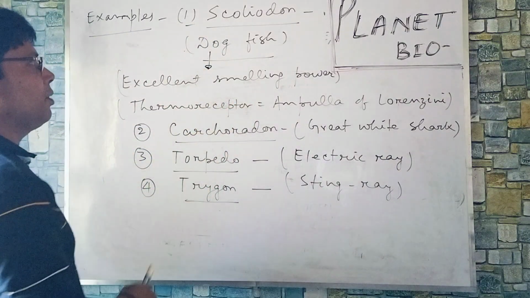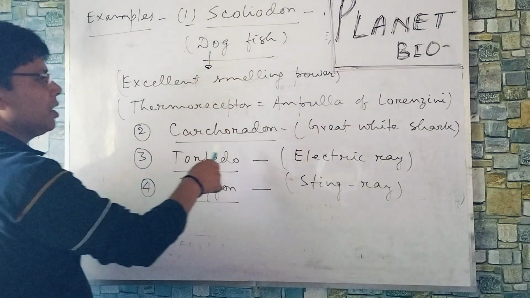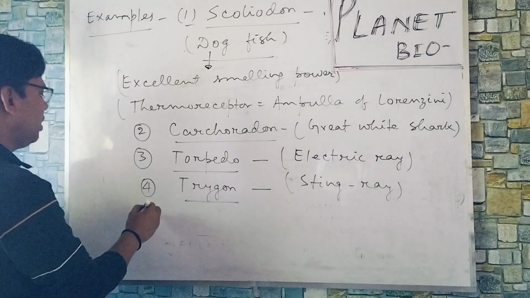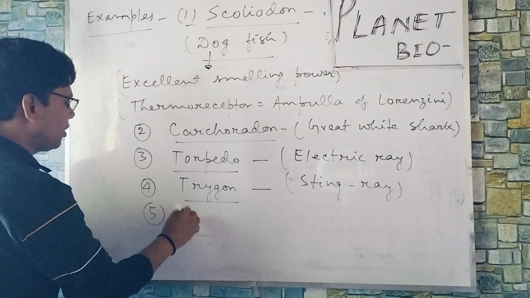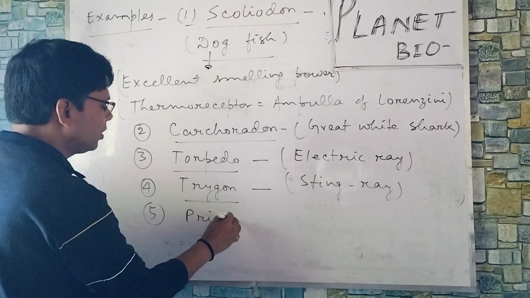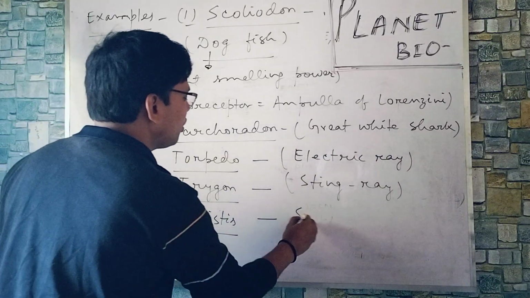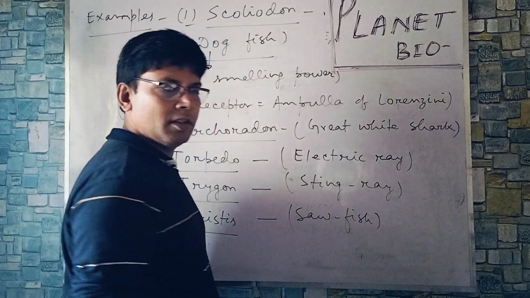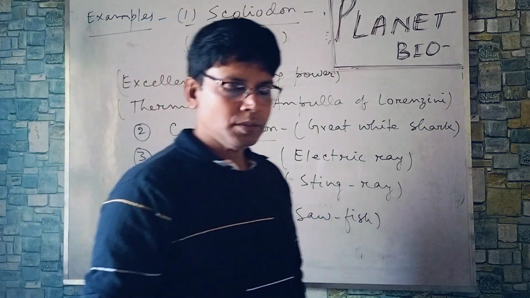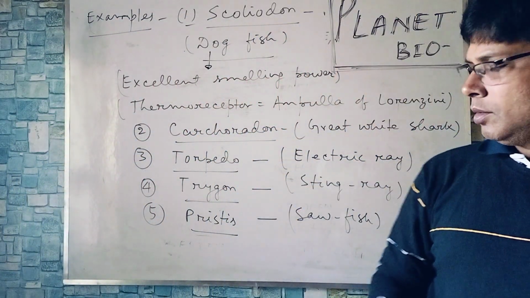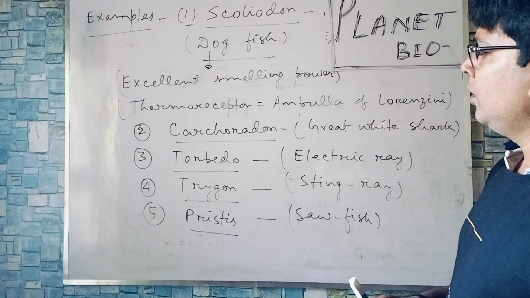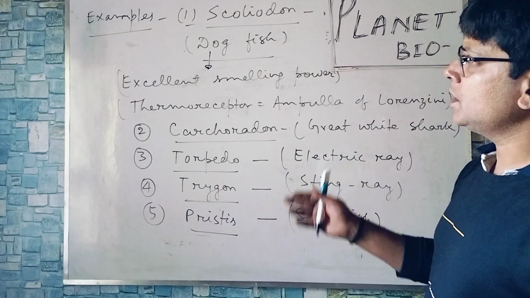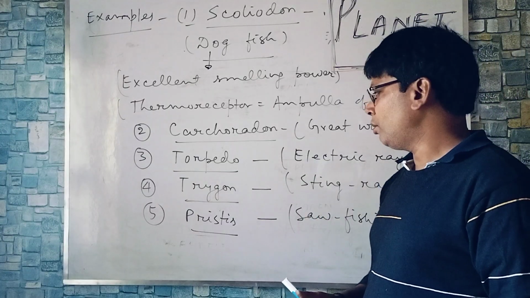Matching the columns can be asked. Scoliodon, dogfish, Carcharodon, great white shark, Torpedo, electric ray, Trygon, stingray, and another one is very interesting, Pristis, sawfish. As you can find seesaw in children park. So certain specific features are there for these cartilaginous fishes, you must note down.